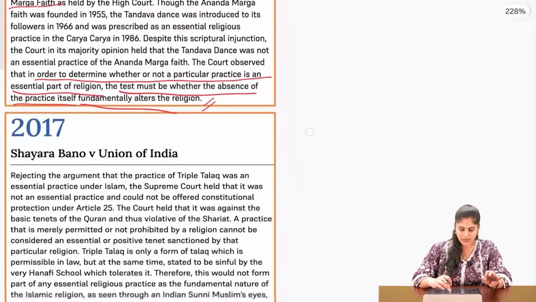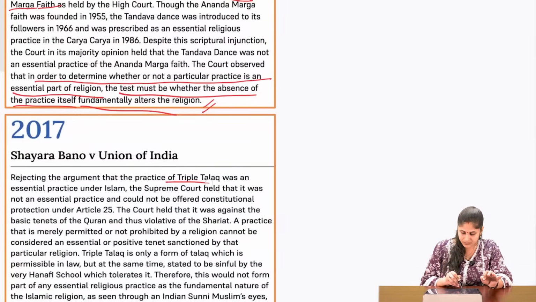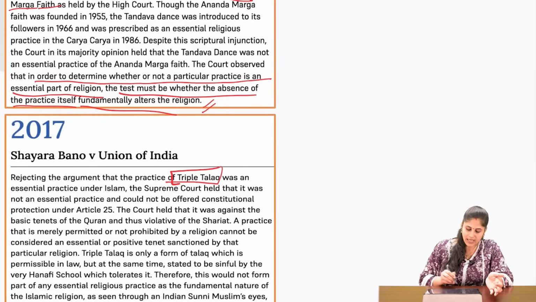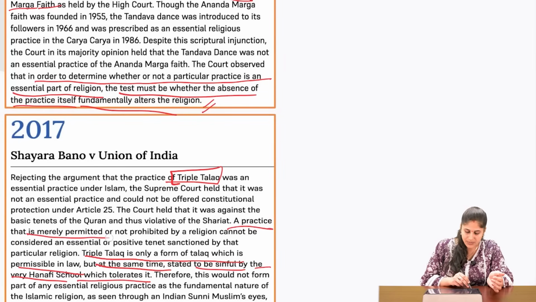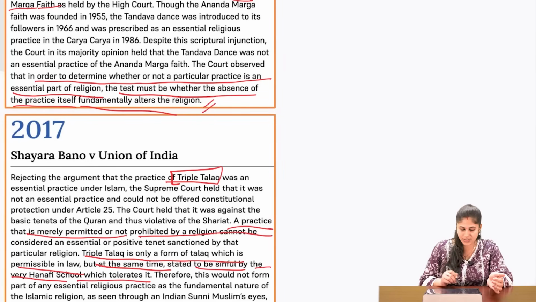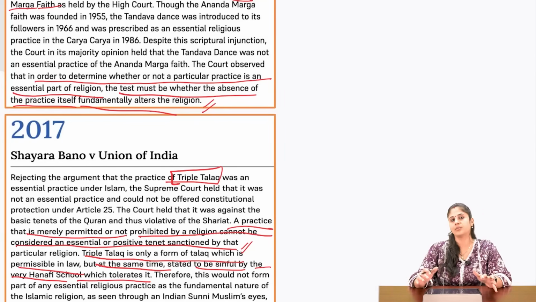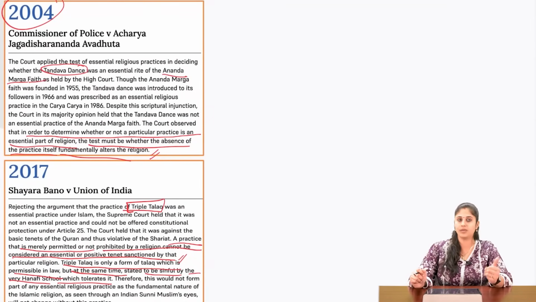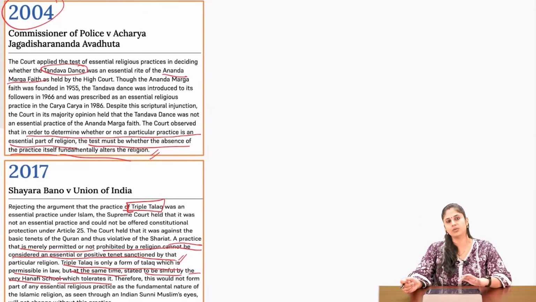Then in the Shayara Bano case, we all know that the court declared triple talaq unconstitutional, stating that triple talaq is only one form of talaq which is permissible in law, but at the same time stated to be sinful by the very Hanafi school which tolerates it. And it also pointed out that a practice that is merely permitted, not prohibited, by a religion cannot be considered an essential or a positive tenet of that particular religion. So these are some of the landmark judgments, and another one is the Sabarimala judgment as well. With this, let's move on to the next topic.